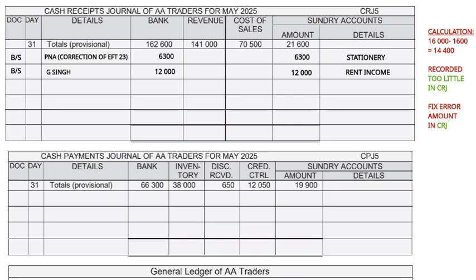So let's go fix this error in my CRJ. So my document was bank statement, and the details I will write G Mitchell correction, 14,400 in bank, 14,400 under sundries, and my details is rent income. Now my bank account and my bank recon statement will be in balance.